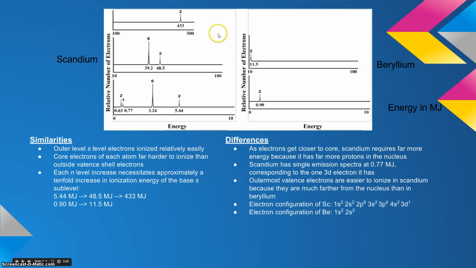And an interesting effect that you can see throughout both graphs is that there's about a 10-fold increase in energy between each n shell. So take, for example, scandium, where you have 0.63 megajoules in the 4s2. When you go to the 3s2, you'll notice about a 10-fold increase to 5.44 megajoules. To the 2s2, 48.5 megajoules, around 50, another 10-fold increase, and up towards 500 in the 1s2 with 433 megajoules. And you can even see this in beryllium, which only has 2 s levels, from 0.9 to 11.5 megajoules. Again, 12 times, so about a 10-fold increase for each level that you see in each atom.